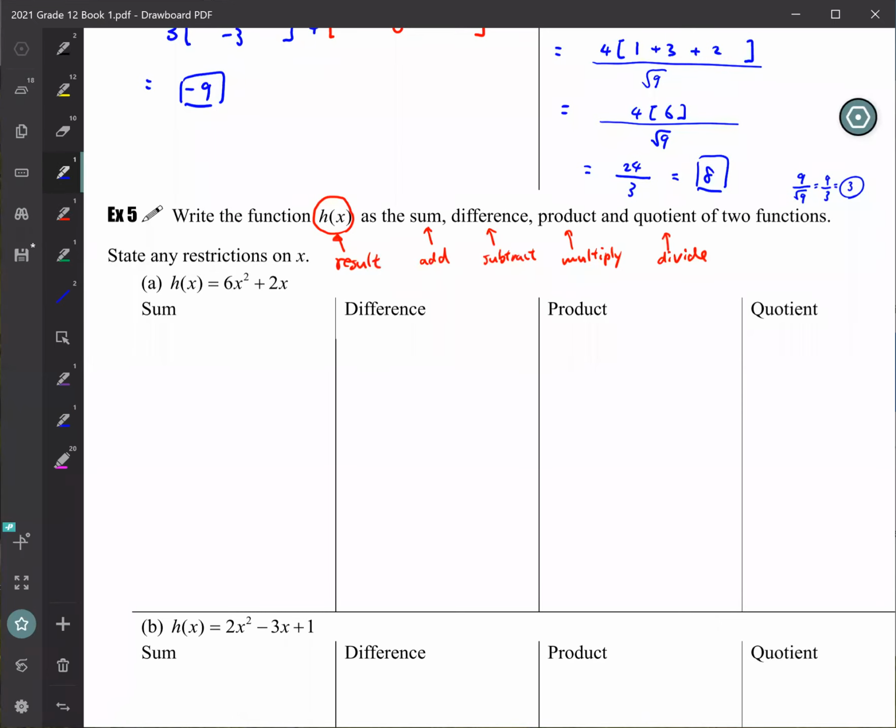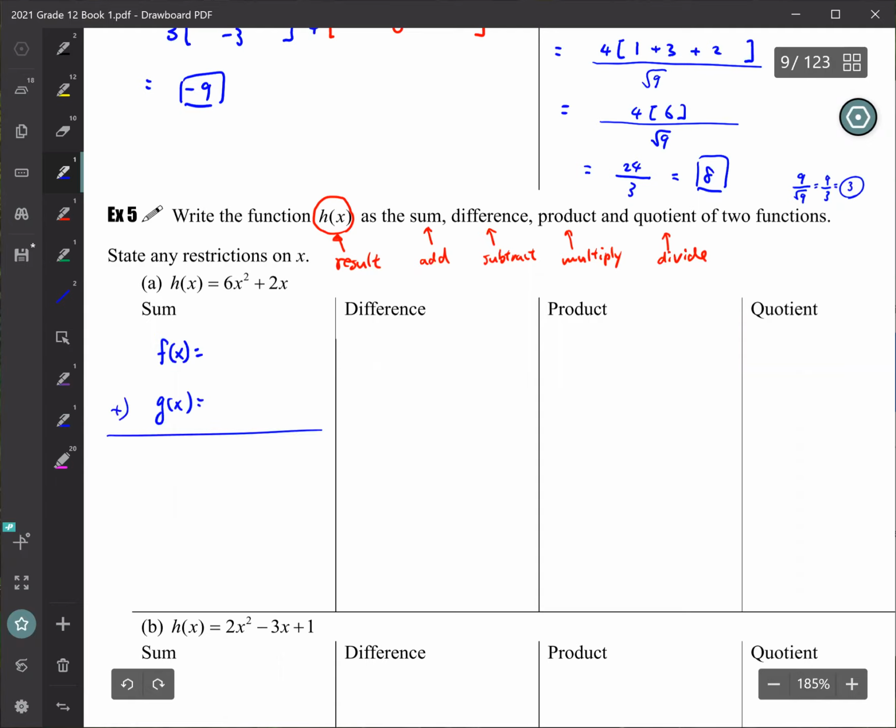For adding, do not use something like 0. Then everything will be 0 plus your original function. That's not really a creation. It still works, but I won't accept that as an answer. It doesn't show me you tried any thinking here. So you make up your own f and g. For question A, we want to add them up together to give you your h of x.